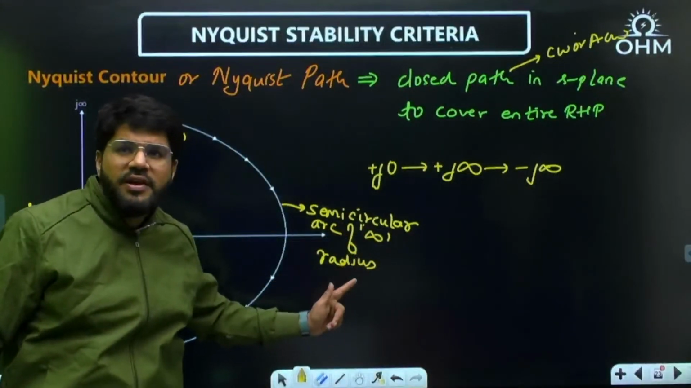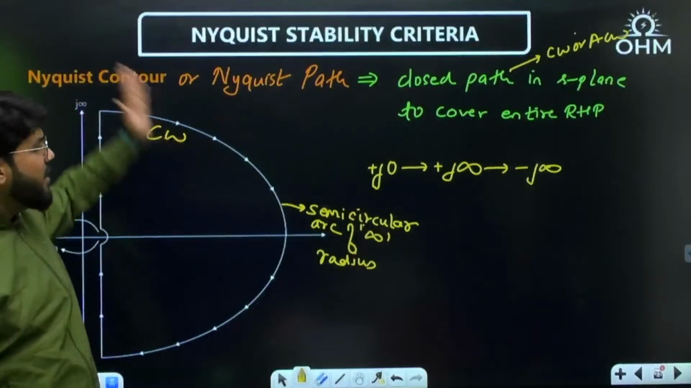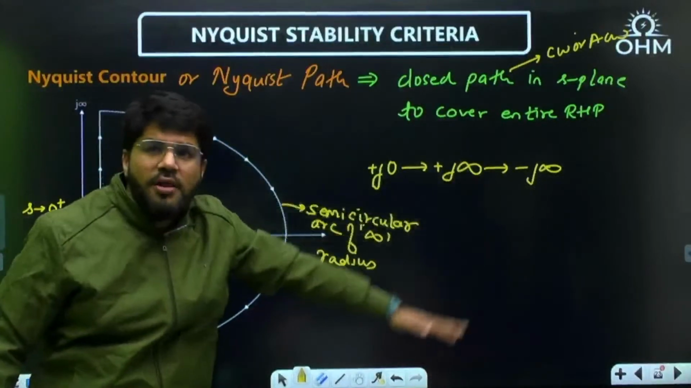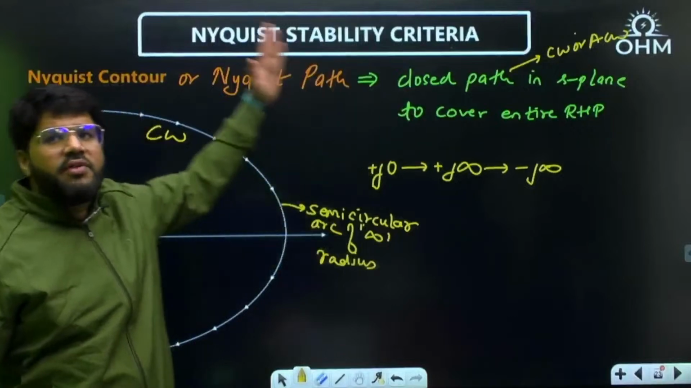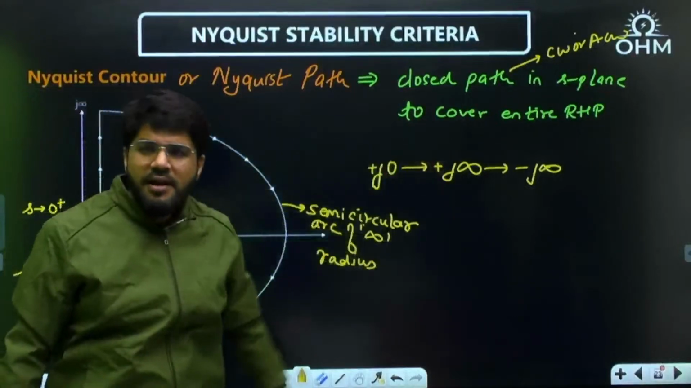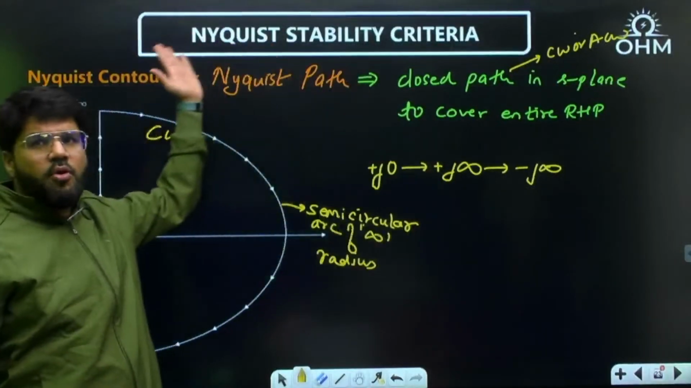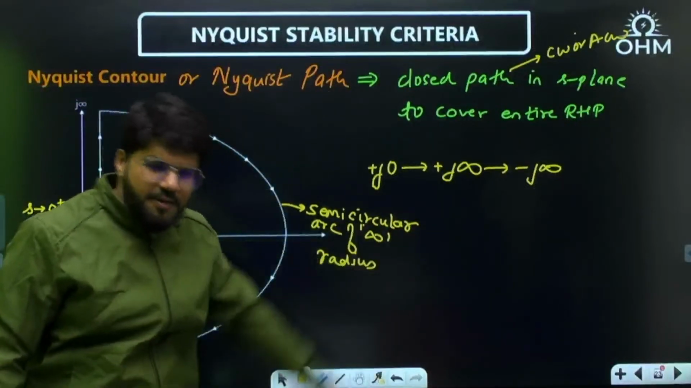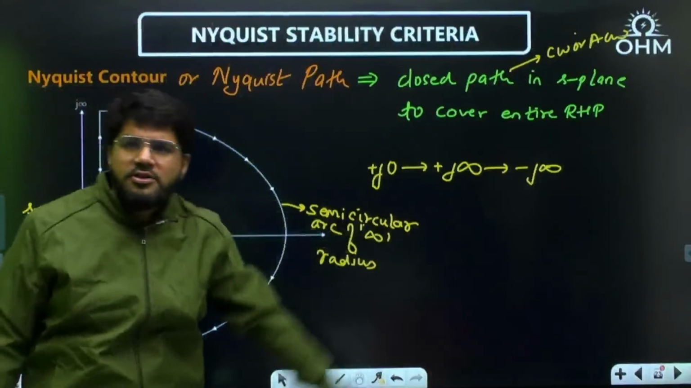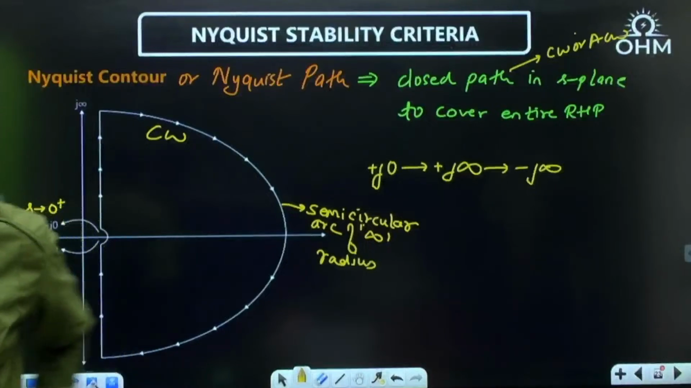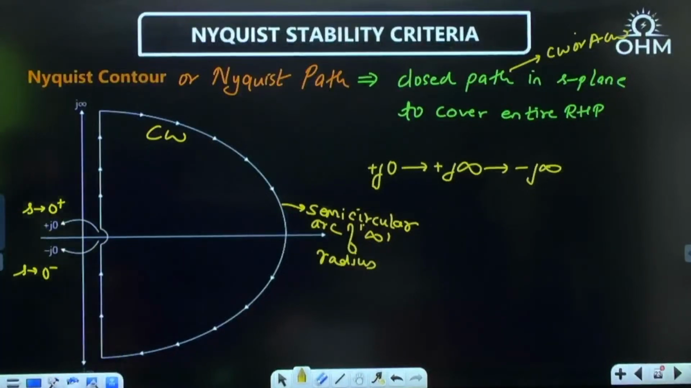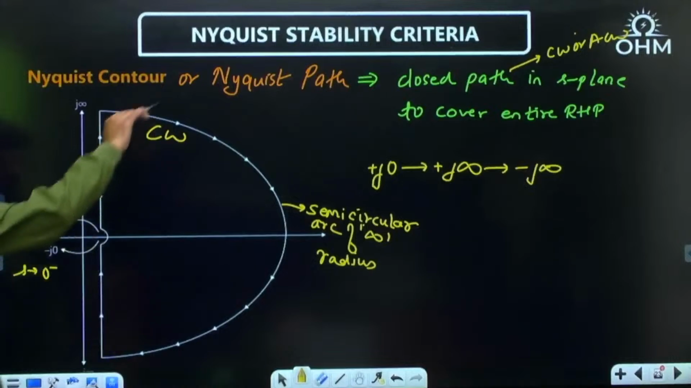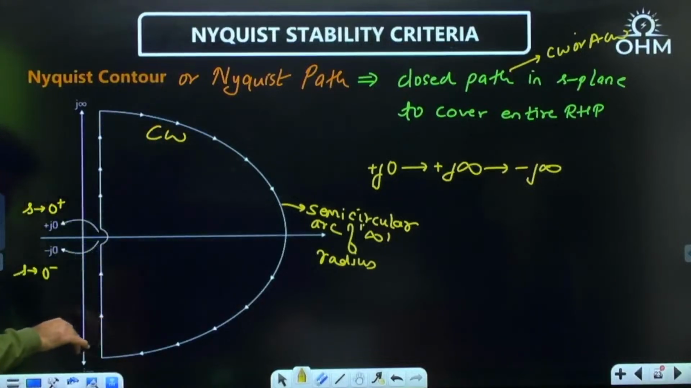What is the meaning of infinite radius? It means that if I take the infinite radius arc, I'm covering all the points of the right half plane. Is it clear? I am just covering all the points of the right half plane. Okay, I reach minus j infinity.